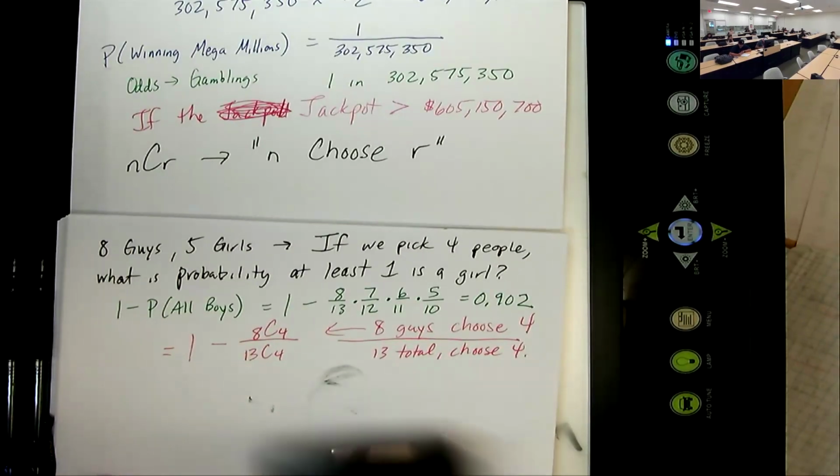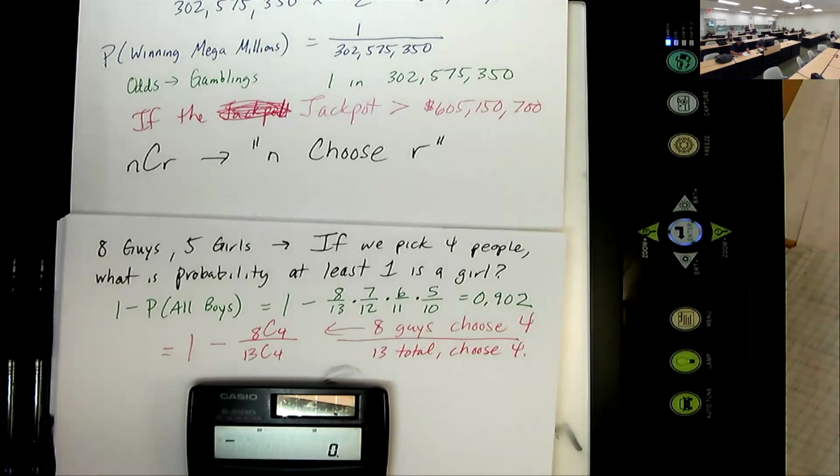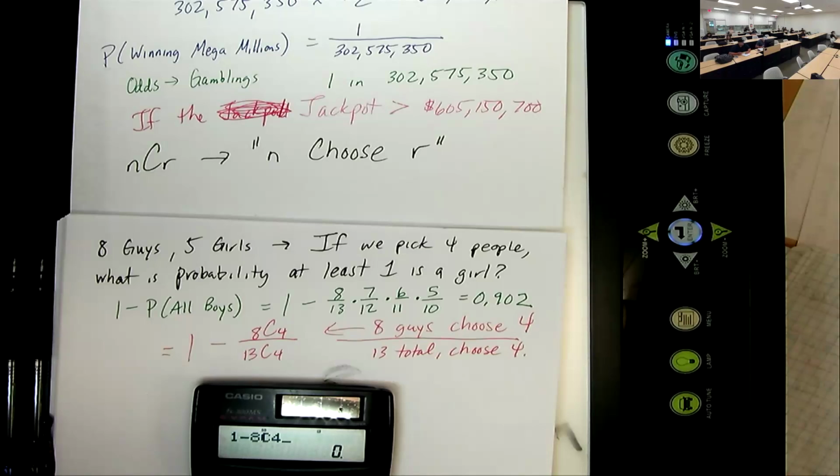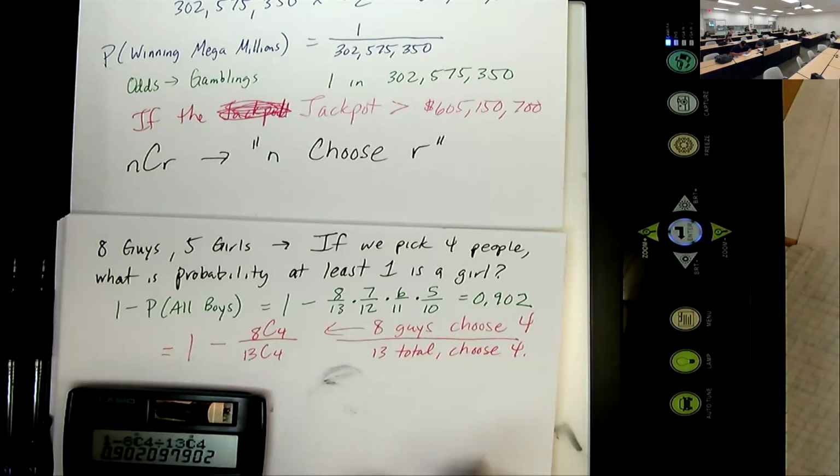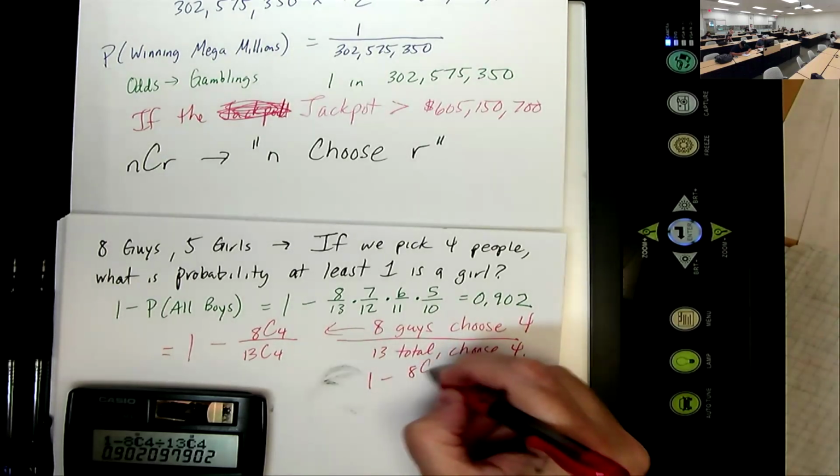Let's do that here with our choice method. I've got 1 minus 8 choose 4 divided by 13 choose 4. Look at that. Quick calculator problem. You just have to know how to enter it.